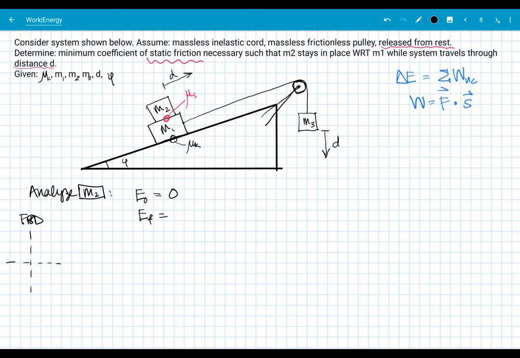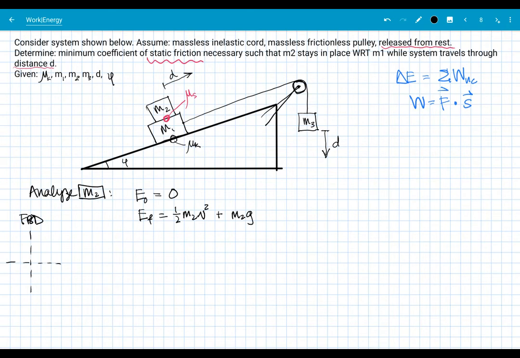Now, final means after it has undergone this displacement d. What's block two doing? Well, it's now in motion, right? So I can say, all right, now it has some kinetic energy. And it's also higher than it started, right? It's also at a height that's higher than it started. So I can say, oh, all right, and then it actually has some elevation, M2G.